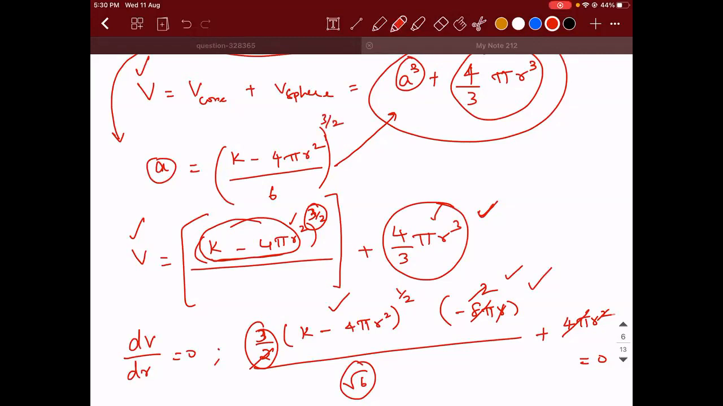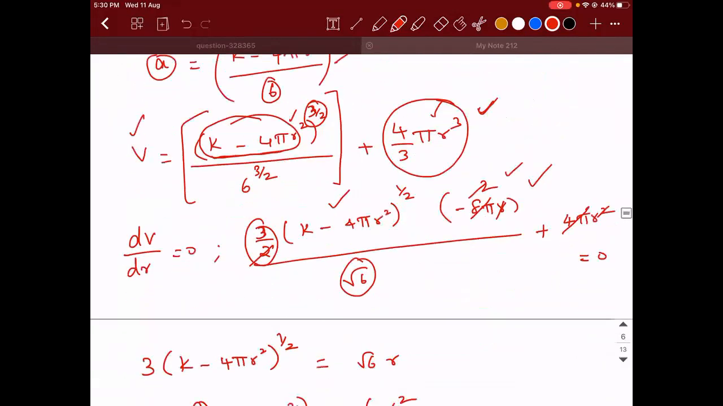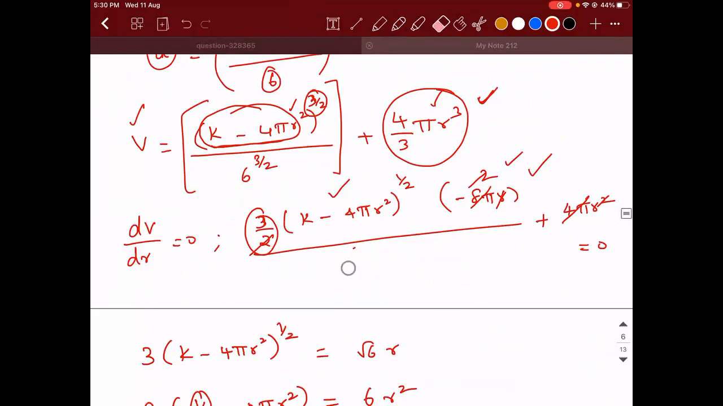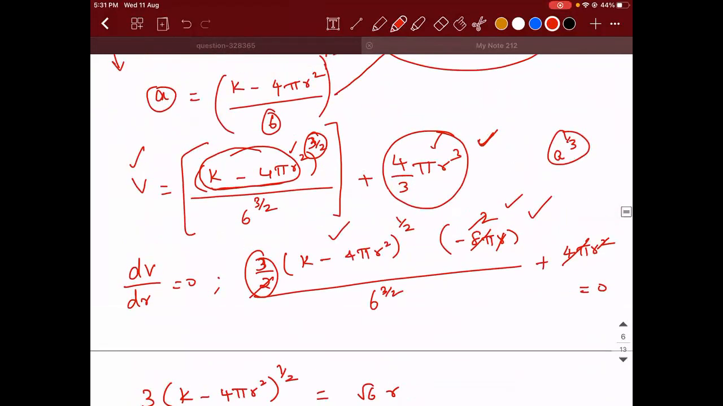You're able to understand? So it should actually be 6 power 3 by 2. Sir, for example, the cube root of a can be written as a to the power 1 by 3, no, sir? Yeah, you can write it as a power 1 by 3. Sir, then 6 should come, no, sir? That will not come. There is no cube root.